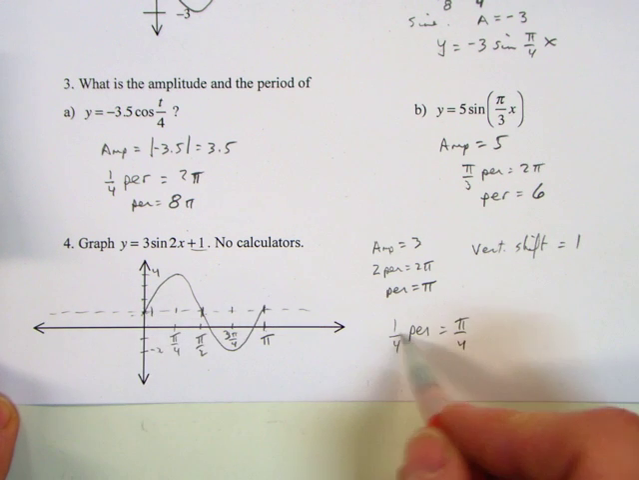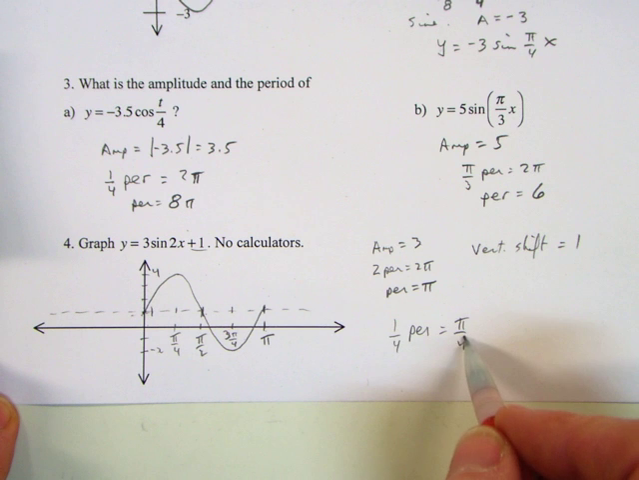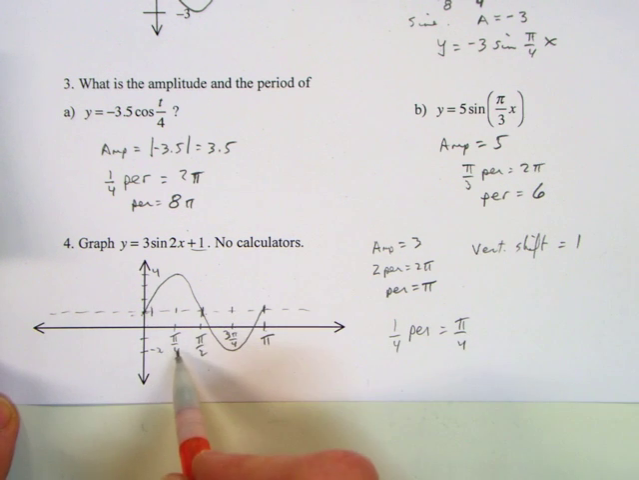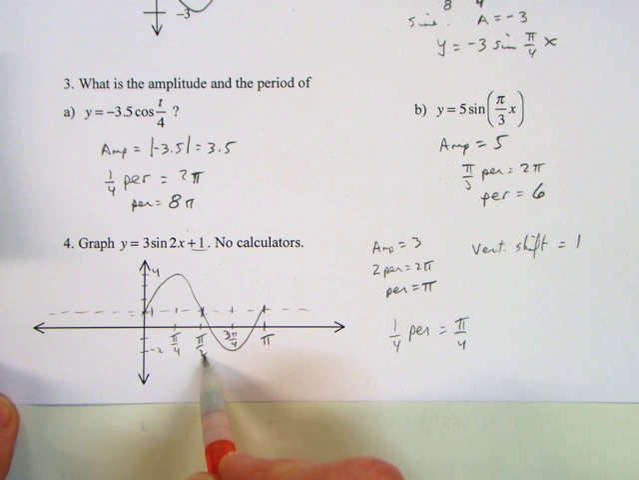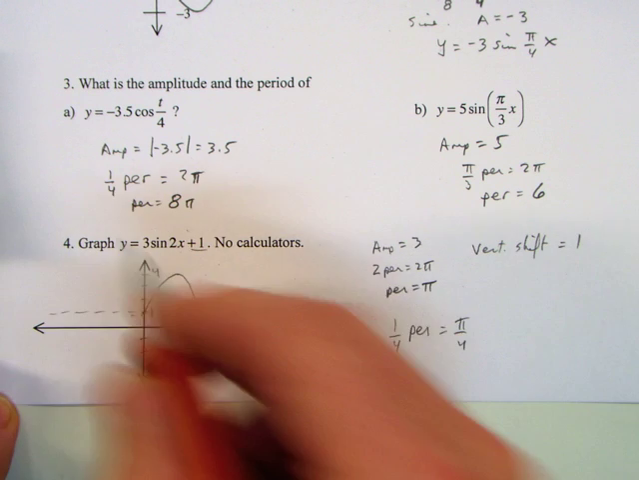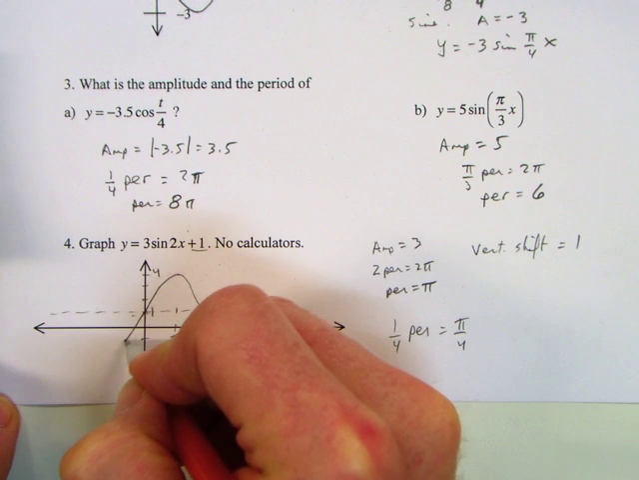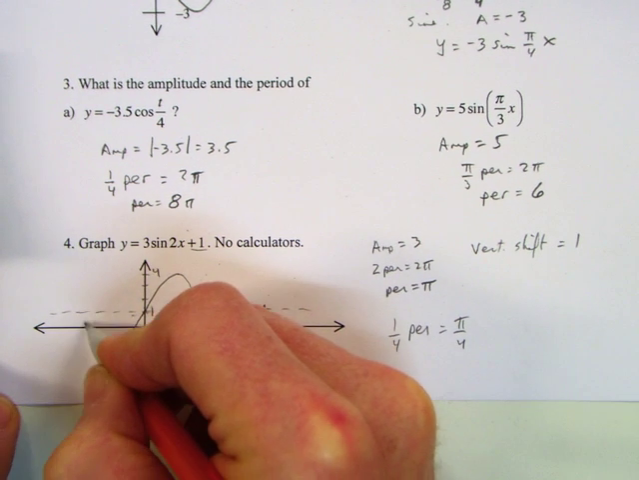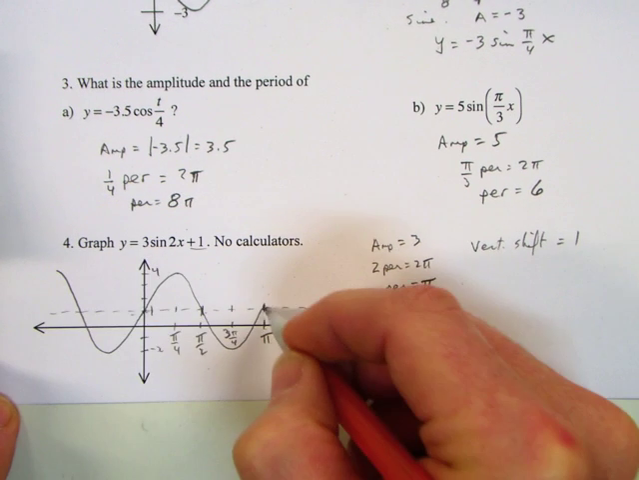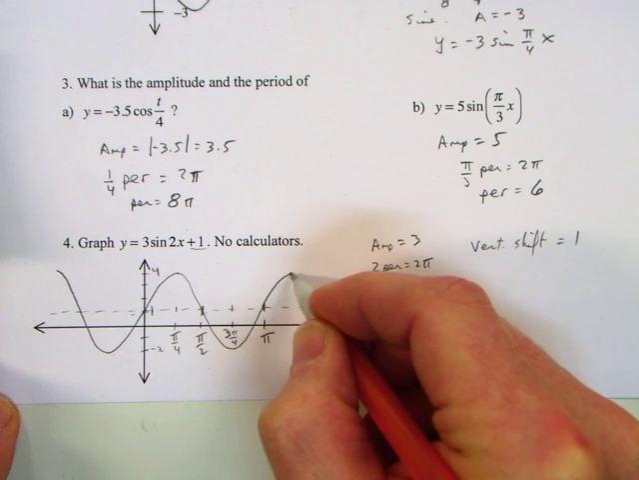Now if we take a look at these numbers, this is pi over 4, 2 pi over 4, which reduces to pi over 2, 3 pi over 4, 4 pi over 4. And then you can just sketch a little bit more here. The main thing I want to see is if you can label that complete period, you're doing okay. And that's it.